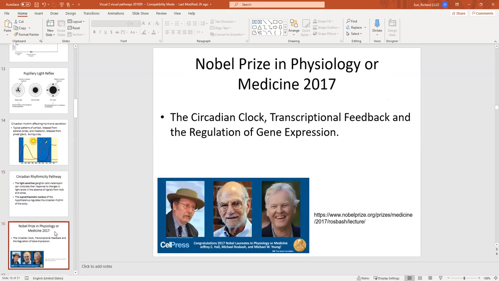Just very quickly, recently, in 2017, the Nobel Prize was given to the researchers who identified the molecular basis of this circadian rhythm. If you're interested, you can look into the Nobel Prize presentation. I find it very entertaining. When you look into it, it's not that difficult, because they try to present it to the public. So you will find it quite interesting.